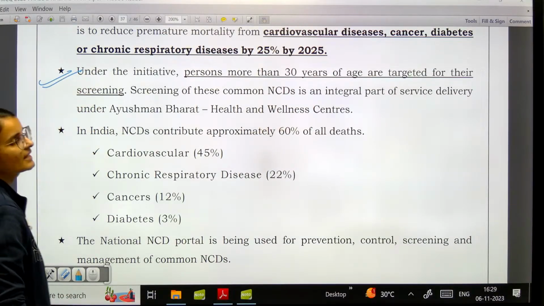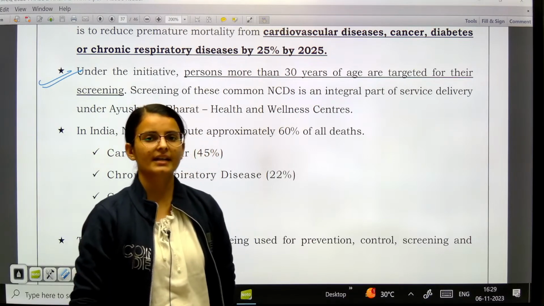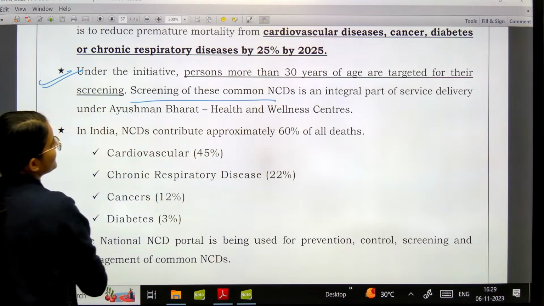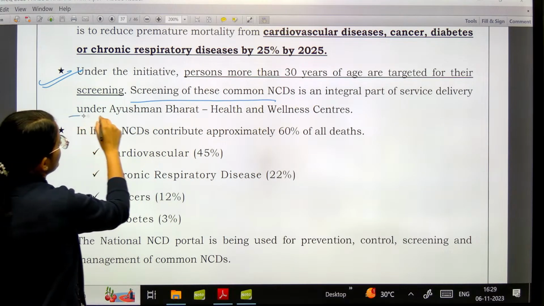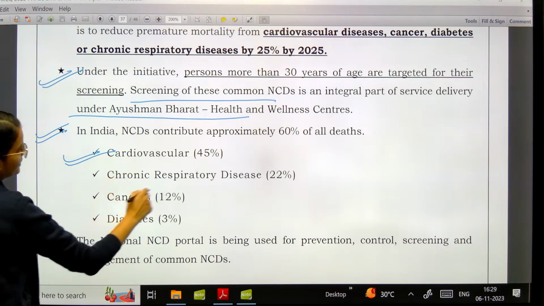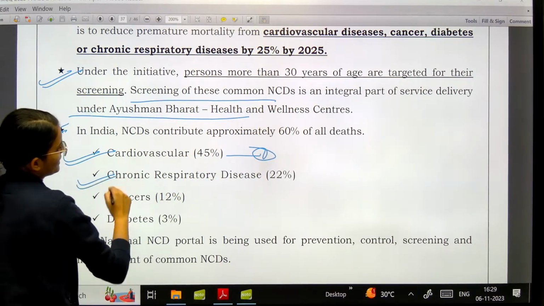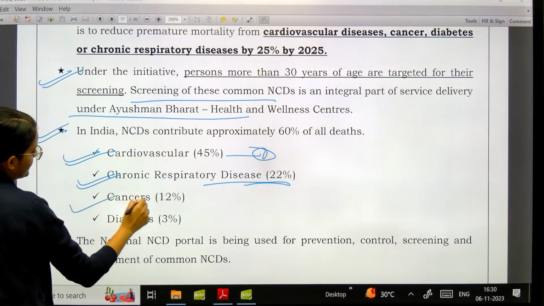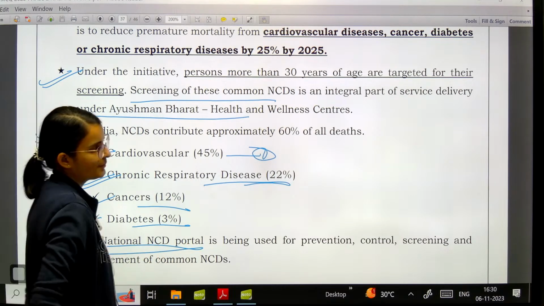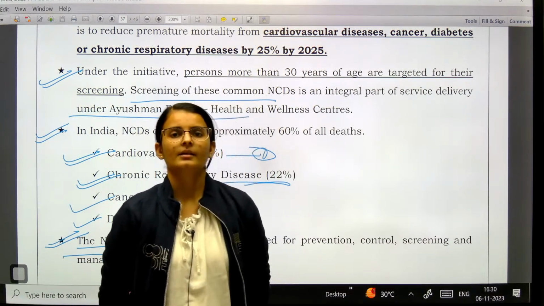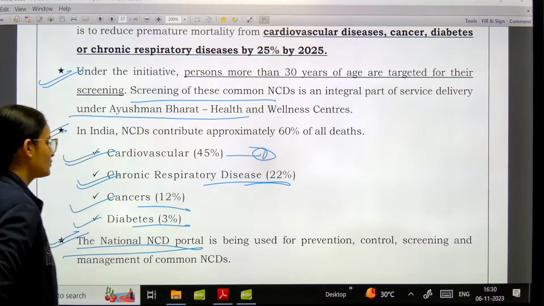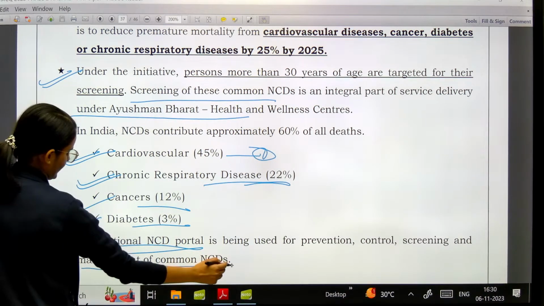So under the initiative, the screening of people with age 30 years or more will be done by the government, and screening of these common NCDs will be done as part of service delivery under Ayushman Bharat, okay. This is what I have told you, that cardiovascular is at top. Second is chronic respiratory, that is of 22%, cancer 12% and diabetes 3%. Now there is a portal, National NCD portal, and this portal will work as a platform that will provide all the information about the patient and about the control, prevention and management of NCD, okay.